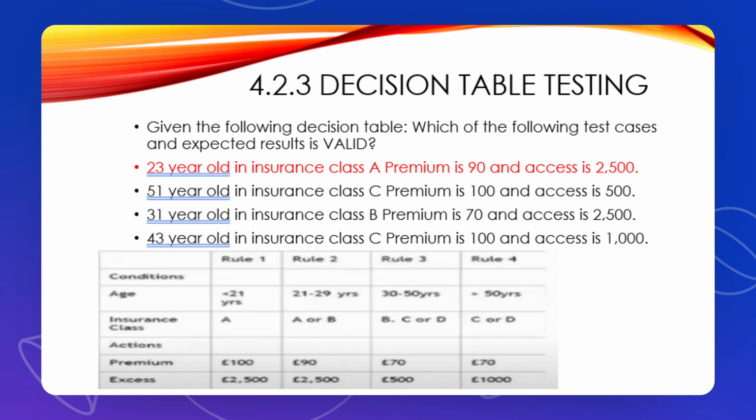The third one is 31 years old in insurance class B. You can see 31 lies in rule 3, and class is B, yes, and premium is 70, yes, and excess is 2500. Excess is wrong. Okay, the fourth option, 43 years old, insurance class C. 43 lies in rule 3. Okay, class C, yes, premium is 100, but premium in this case is 70, which is wrong. So we have option 1 as correct in this case.